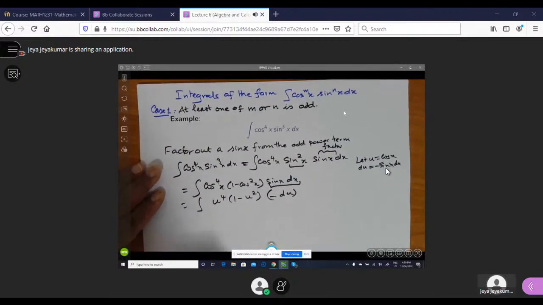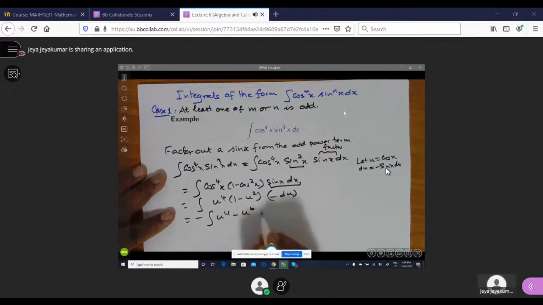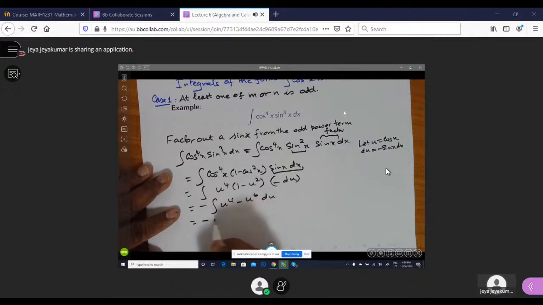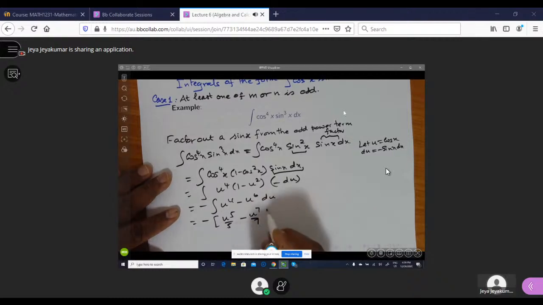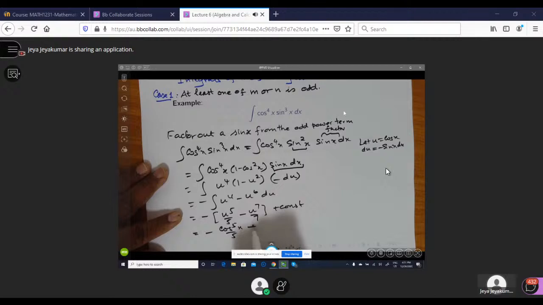Okay, so take the minus sign and multiply this out: u to the power 4 minus u to the power 6, du, a simple integration of a polynomial in u. So that gives you u to the power 5 on 5, and from the table, u to the power 7 on 7, plus the constant of integration. So substitute back for u, so that gives you minus cosine to the power 5x on 5 plus cosine to the power 7x on 7 plus constant.